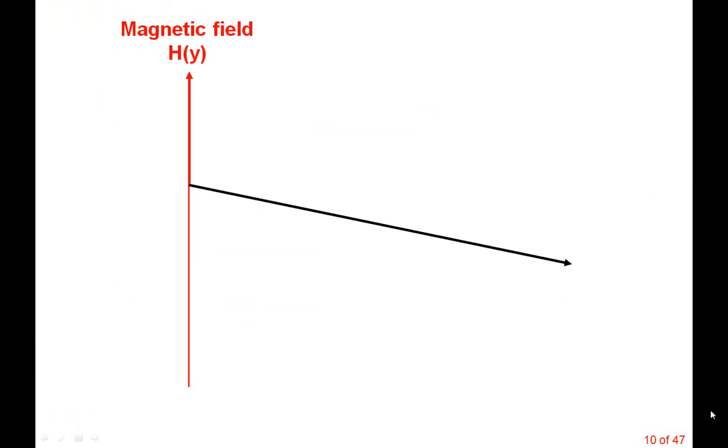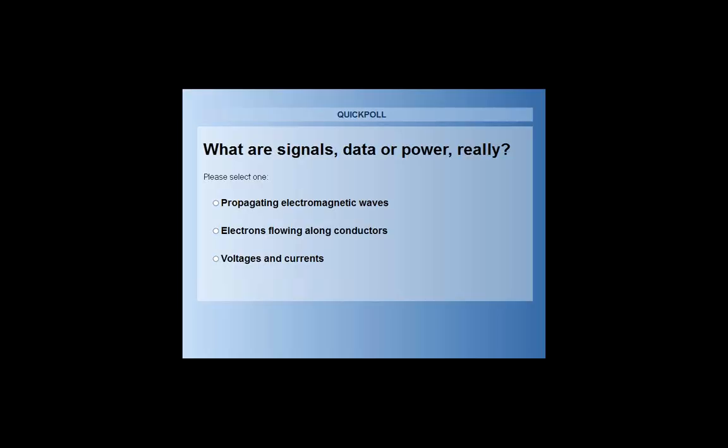Keith, I'd like to ask our attendees another question. Sure. What are signals, data, or power really? A, propagating electromagnetic waves. B, electrons flowing against conductors. Or C, voltages and currents. We'll give you a few seconds to answer this question.